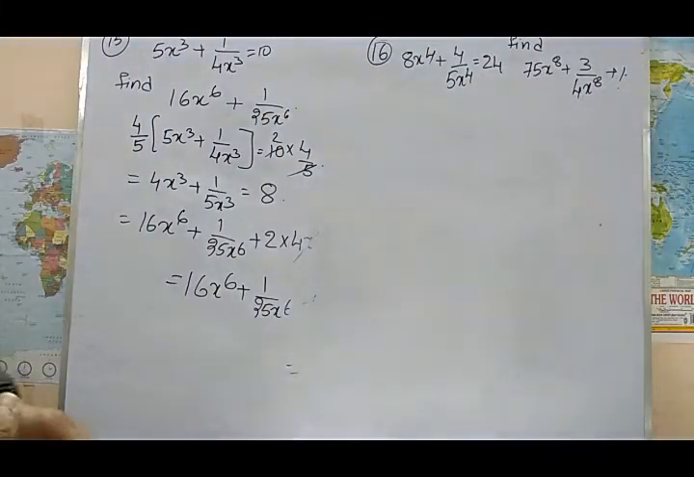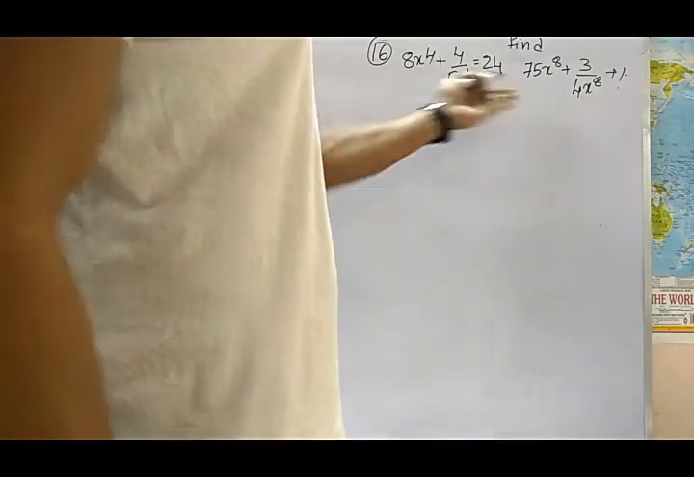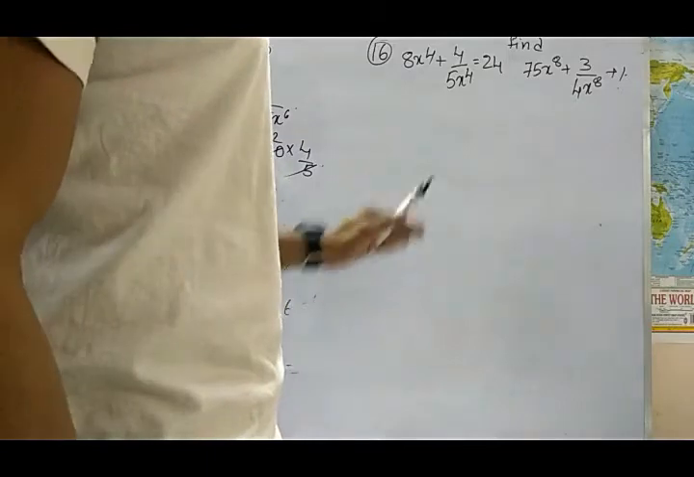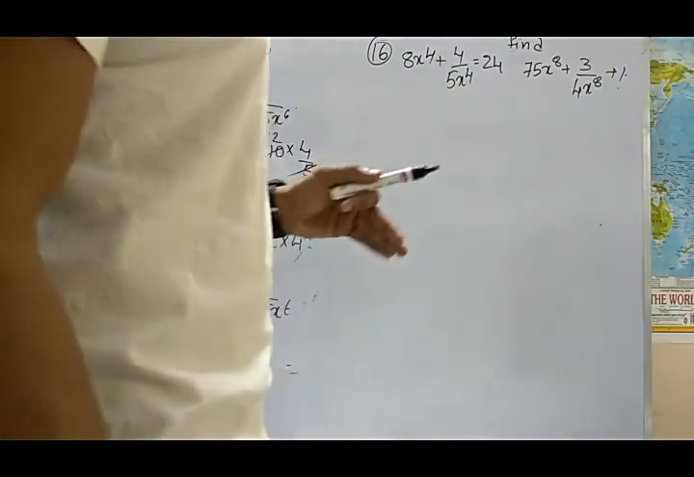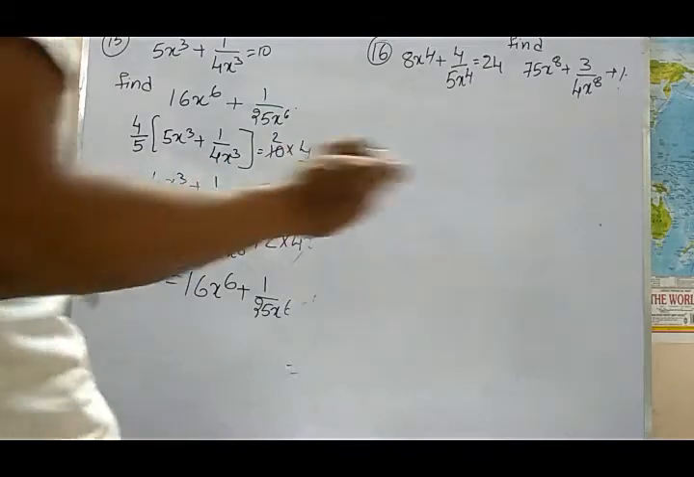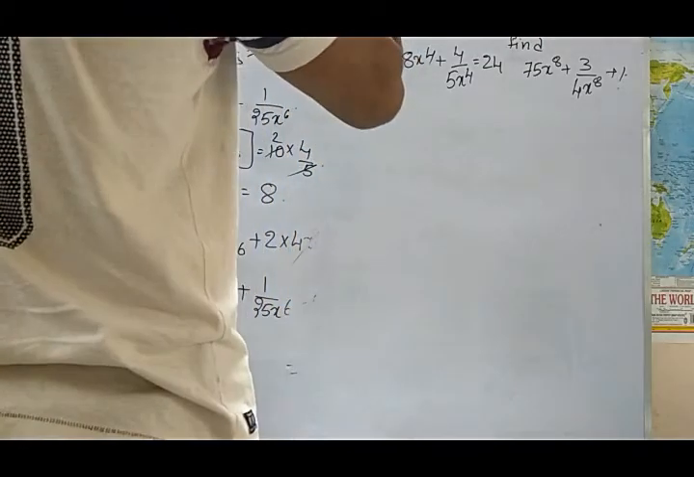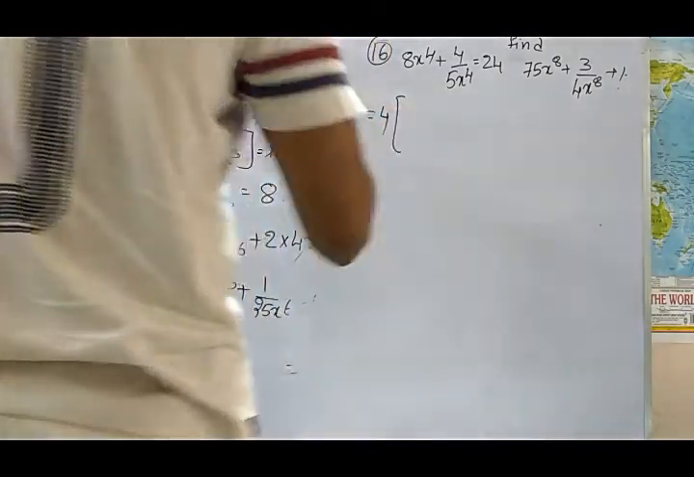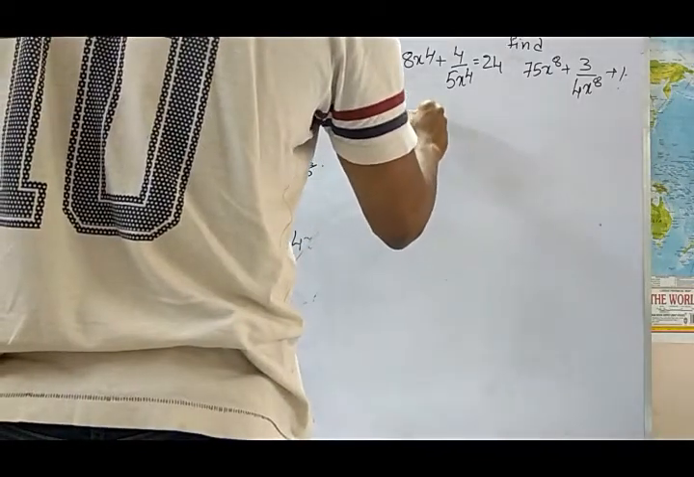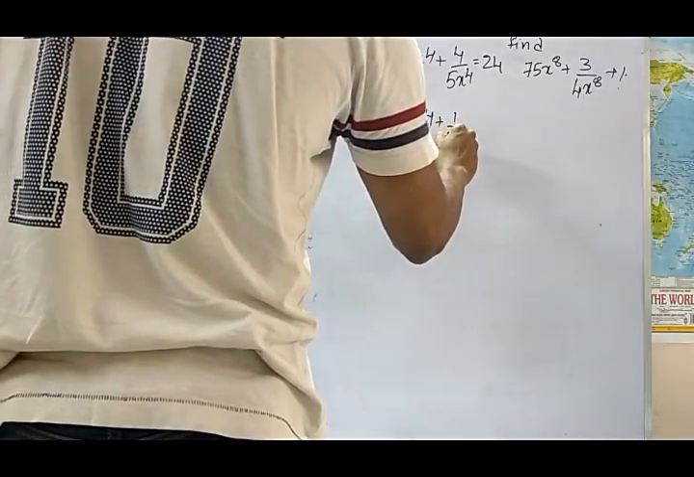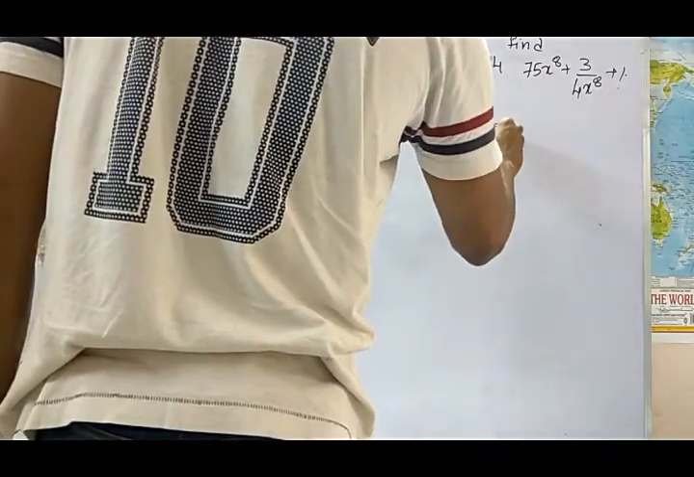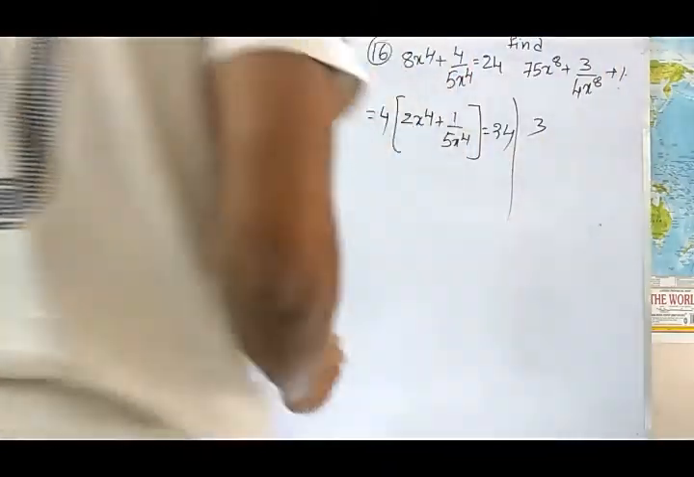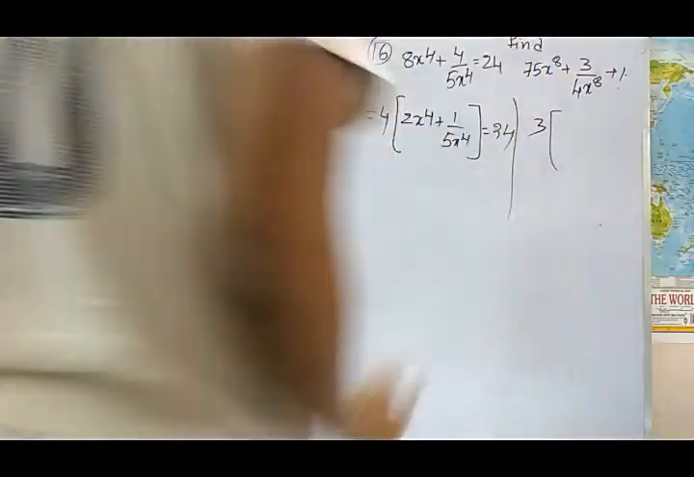Students, if you see here, there is a big number, 75. You might think, oh, it's very tough. No students, it's very easy. Just think for a while how to solve this question in a simple way. See here, the same method which I have done in the previous question. So we need to take 4 as common here. So we are left with 2x power 4 plus 1 by 5x power 4 equal to 24. Here we can take 3 common in the question part.